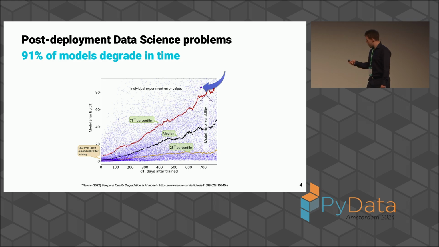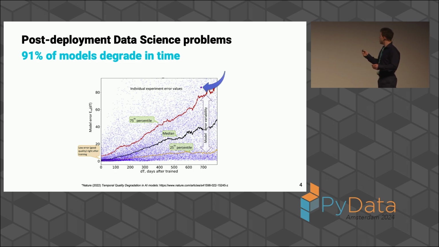So let's get started with the first part, which is post-deployment data science problems. The main problem, as you see from Nature, there is a very nice paper called Temporal Quality Degradation in AI Models. What they found is basically that almost all models degrade in time after you deploy them to production. We're going to talk about the causes in a minute, but just to see how serious the problem is, they trained, I think, a few thousand models on sets of datasets. They were both regression and classification datasets, and they measured how the error of the model changes in time, mostly using measures like F1 and ROC AUC for classification and mean absolute error for regression.